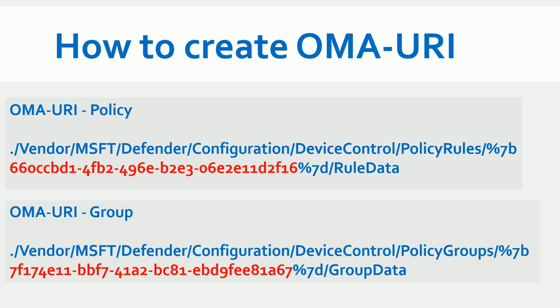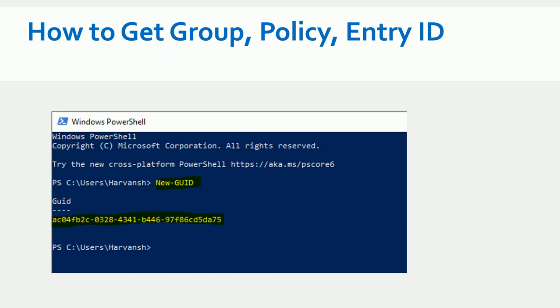Okay, now here is how you can get the group ID, policy ID, and the entry ID. So three things we used in our policy: one was the group ID, the policy ID, and the entry ID. All three are generated in the same manner. Hit on your PowerShell, New-GUID, and you will get the GUID. So it will be a group ID, a policy ID, or an entry ID. But every time you have to generate a new group ID.